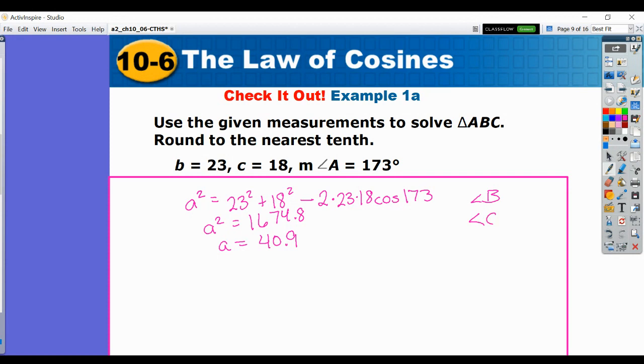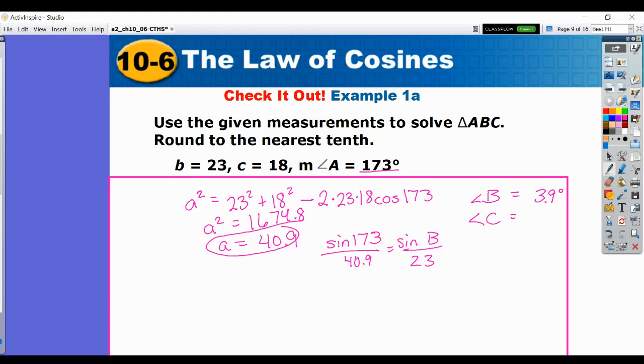To find angle B and angle C, use the law of sines to find one of them. We have an obtuse triangle, so there's no way we can get that ambiguous case anyway. So sine 173 over 40.9 equals sine of B over 23. Let's try that one out real quick. 23 times the sine of 173, close parenthesis, divided by 40.9. That is the sine of B, so second sine of that answer is angle B, 3.9 degrees.